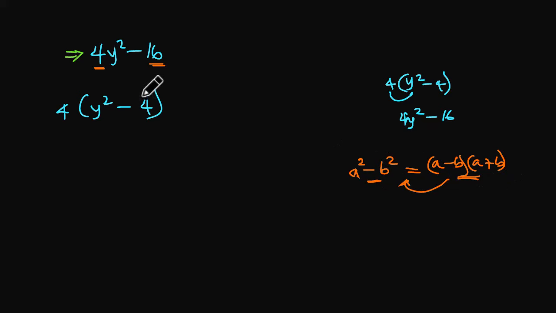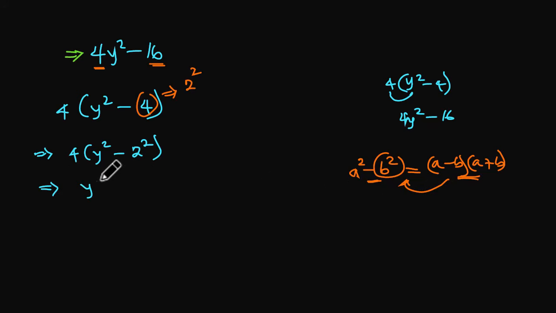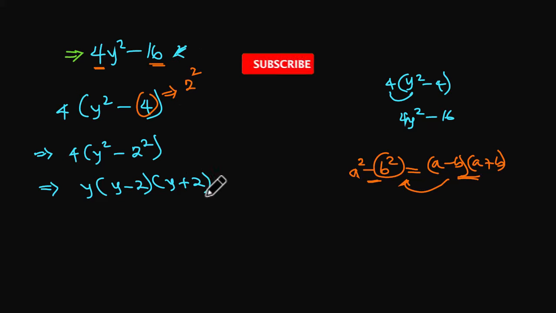Now we have 4 here, which is not written in this form, so we need to express that 4 as 2 raised to the power 2, so that our new expression becomes 4 into y squared minus 2 squared. And with that, we can now apply the identity here, and that gives us 4 into, so we have y minus 2, and then y plus 2. So this is how to factorize this type of expression, and you can see how simple it is.